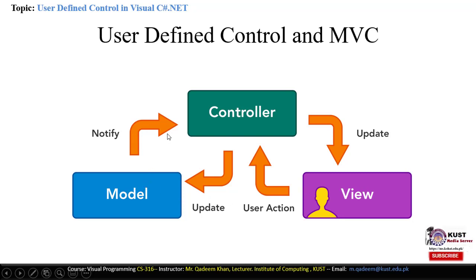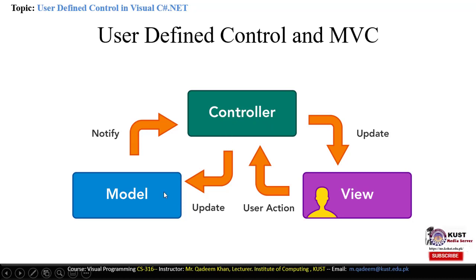Here, the model will provide information to the controller, and then the controller will provide the information to the graphical user interface where the user will interact with that particular user interface. Similarly, the user-defined control also works the same. So first, our graphical user interface will interact with the user-defined controls. The user controls will interact with the model.